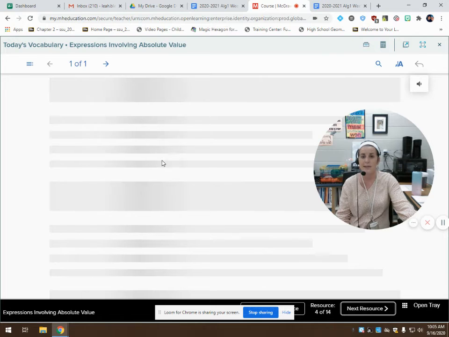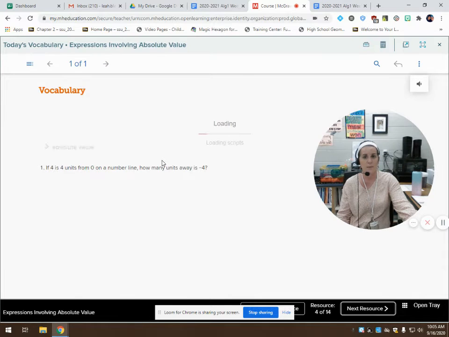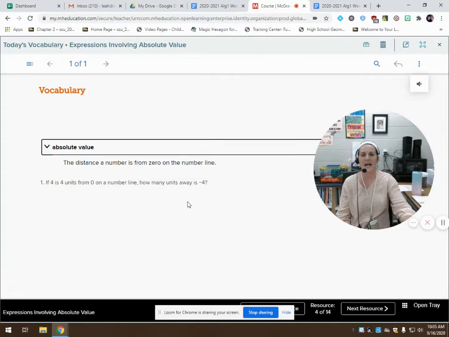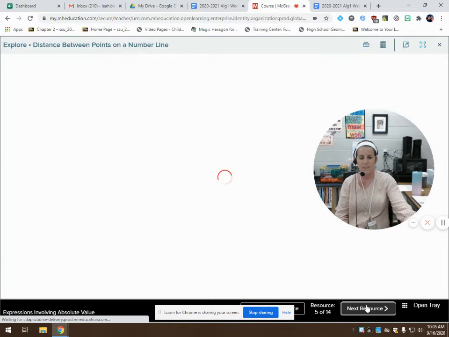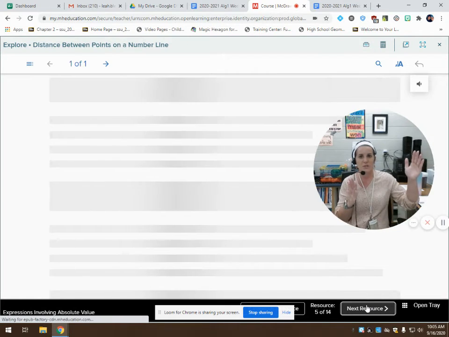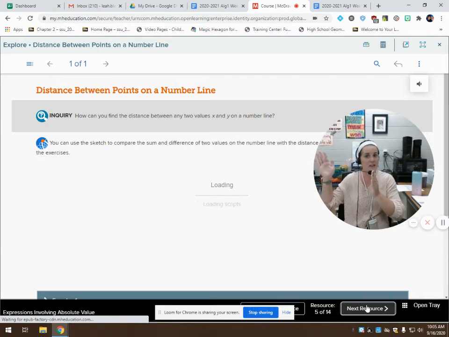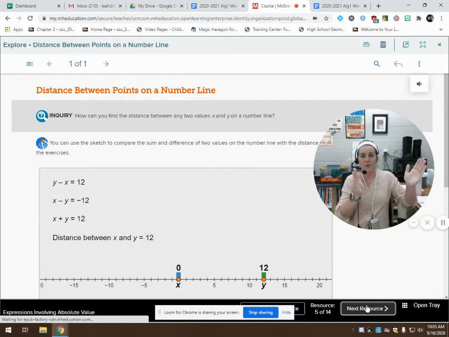So for the vocabulary, in order to be able to answer questions about absolute value, we have to know what the absolute value of a number is. And it's important to understand that the absolute value of a number is simply the distance that number is from 0 on the number line. It could be a positive distance, it could be to the right, or it could be to the left of 0. It doesn't matter. Either way we go, it comes out as a positive distance.